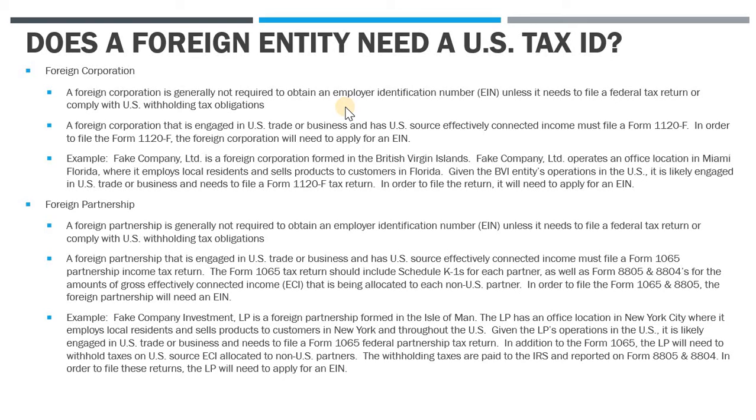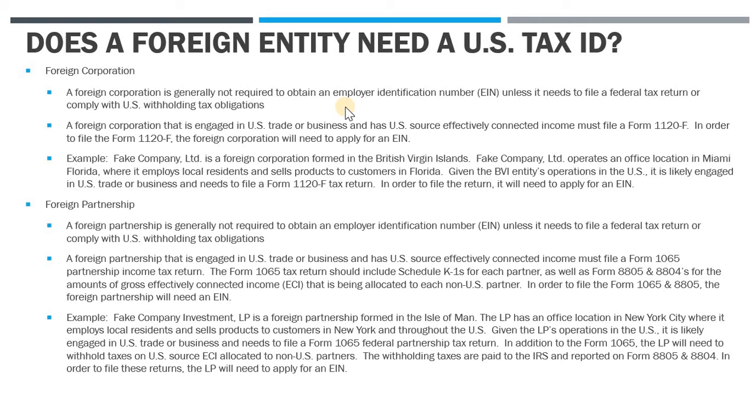So again, in order to file that, it needs an EIN. So the BVI entity has got to go ahead and apply for this. It's done by filing a Form SS-4 with the IRS. You can do it via fax or U.S. mail, and within a few weeks, they'll give you your EIN.